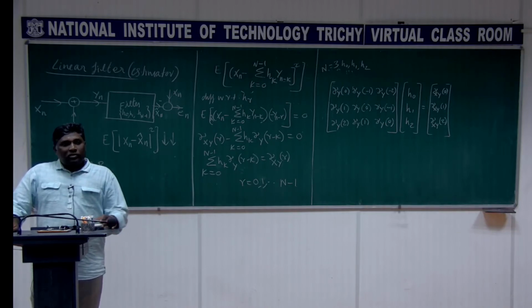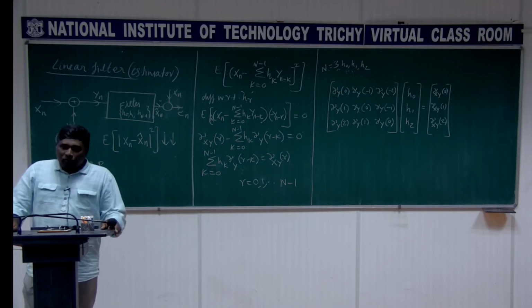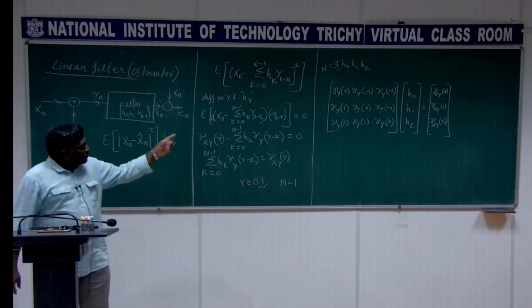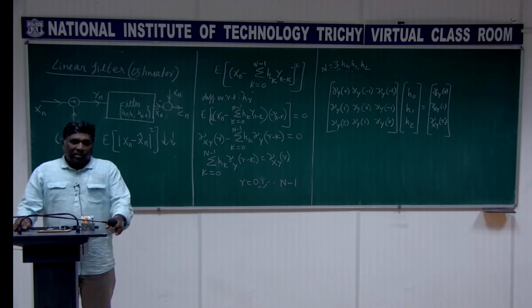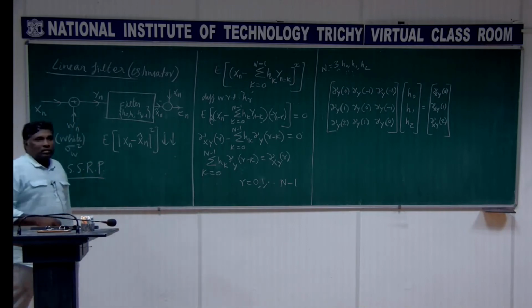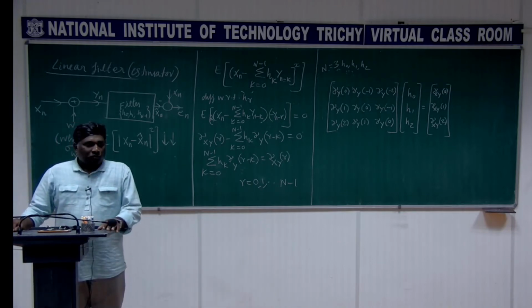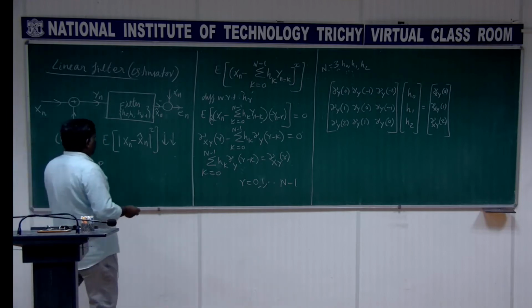and if you solve this matrix you get the filter coefficients. To find this filter coefficient you must know the characteristics of the random process, the input xn, because you see that in the expression gamma xy. And you must know the characteristics of y also. The autocorrelation of y is also needed.